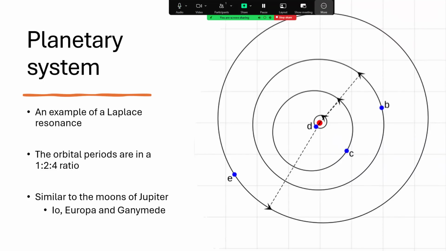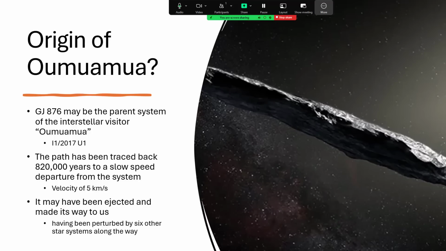And really, what made Gliese 876 most interesting is that it could well be the parent system for the interstellar visitor Oumuamua, I1 2017 U1, that came through the solar system back in that period and has been traced back 820,000 years across the galaxy to the time when it had a slow speed encounter with Gliese 876. The relative velocity was only 5 kilometers per second, and that's a plausible velocity for such an object to have been ejected from the gravity well of the star as a result of perturbations and interactions between the existing planets.